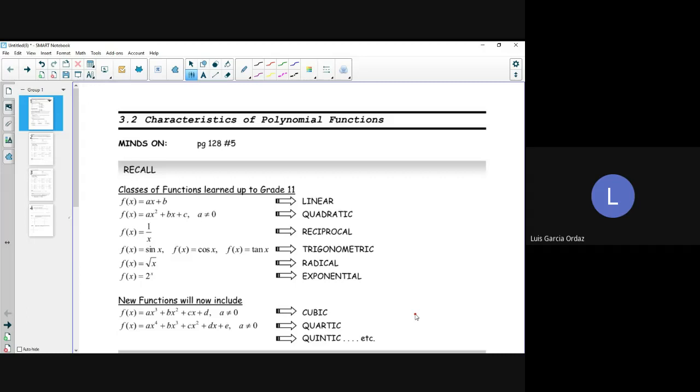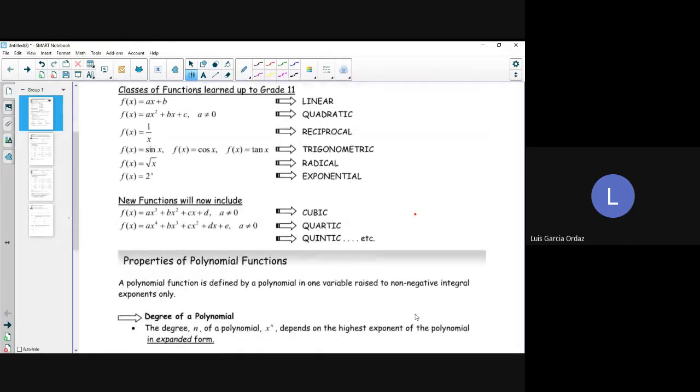But that only works if you have an actual real root as the divisor. So I'm going to show you what that means. These are some functions you learned in grade 11. I'm pretty sure you're familiar with them. We have linear, ax plus b, the quadratic, ax squared plus bx plus c, the reciprocal, 1 over x, our trig functions, our radical or square root function, and your exponential functions.